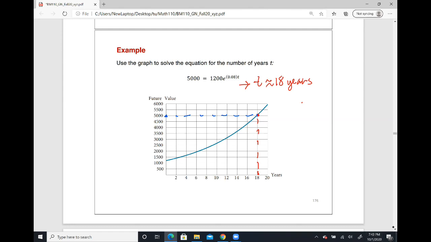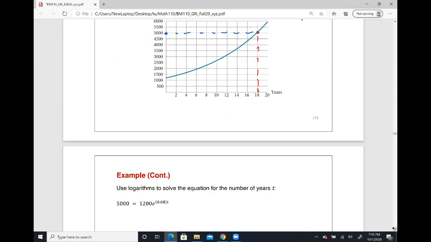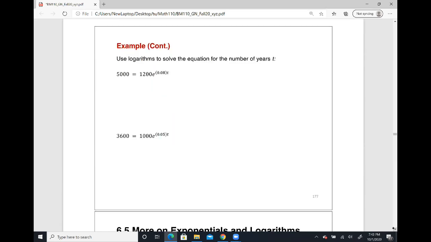Okay, so let's move to the next one. Now, we're going to use log to solve the equation for the number of years t. Firstly, I don't want to have 1,200 here. I'm going to divide by 1,200. Why don't I want it? Because it's multiplied by the exponential term e to the power something. So I want to isolate it, so I need to divide both sides by 1,200.